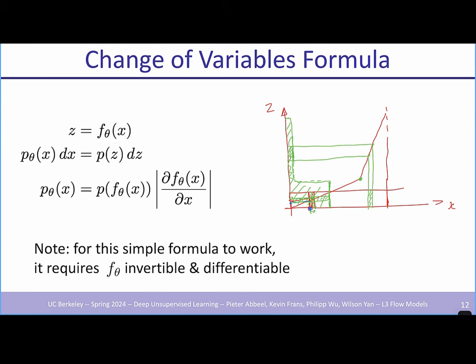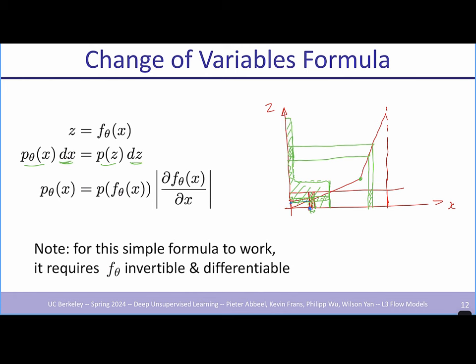Making that more precise at the tiny interval level, the dx's and the dz's, what we're saying is that the density around the point x times dx needs to be the density around z times dz. But it needs to be the dz that corresponds to the dx. Just like when we transport that interval from the horizontal axis to the vertical axis, it changed size. This dx and dz, they need to correspond. They're not the same size.